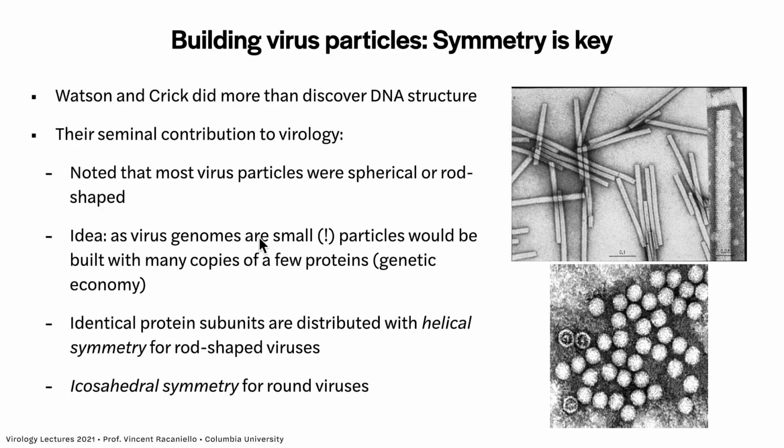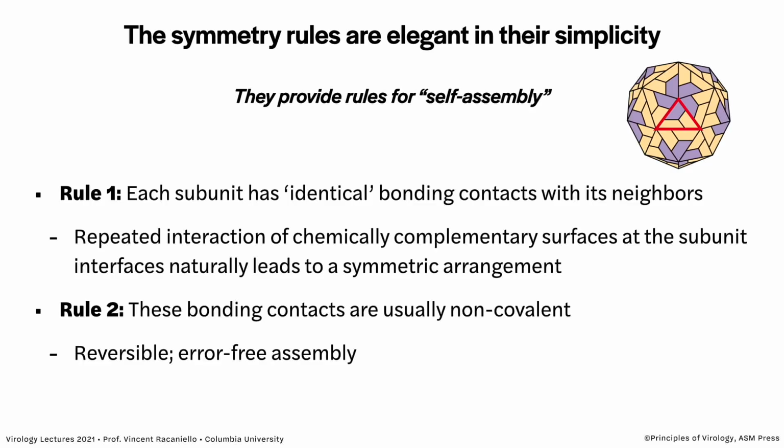And they said, here's how it works. For viruses with rod shapes like tobacco mosaic virus, they said the proteins are distributed with what they called helical symmetry. And for the round viruses, icosahedral symmetry. Those are the 2 types of symmetry that they thought virus particles were built with, and that's pretty much held up, and I want to go through that with you now.